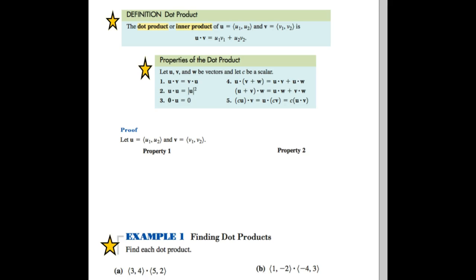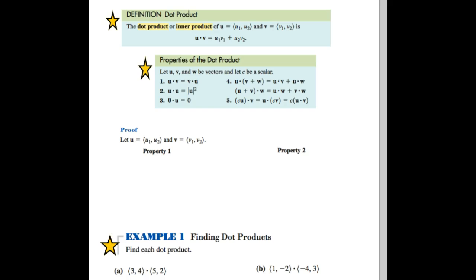Think about that for a minute. What are the components of the 0 vector? 0, 0. And if you take 0 times the first component, 0 times the second component, right? It just gets you a 0. The fourth one says that we can add vectors v and w together first and then do a dot product with u, or we could do the dot product of u and v, the dot product of u and w, and then add those together. Okay.